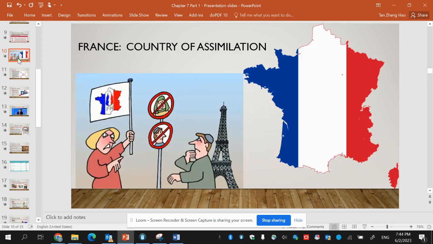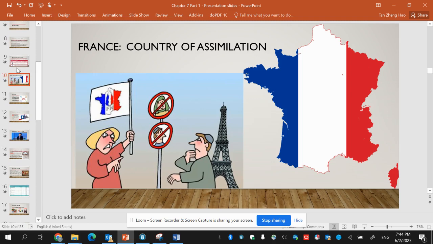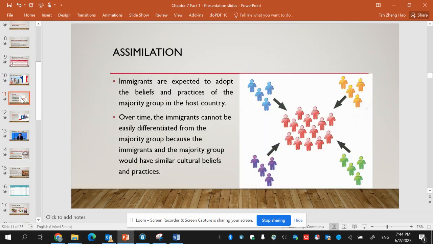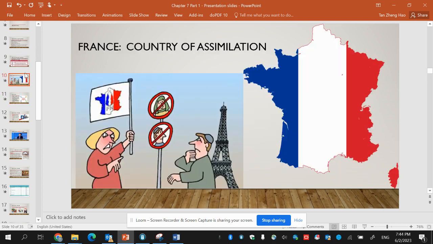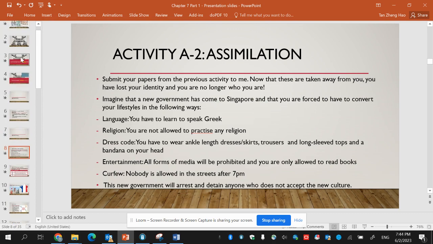Okay, but that is France's method of assimilation, and this is what you need to know and be able to explain: why France chooses to do it, what are some of the good things that can happen, such as being able to interact with the citizens, and what are some possible problems you also need to be aware of. All right, so that's it for this video on France.